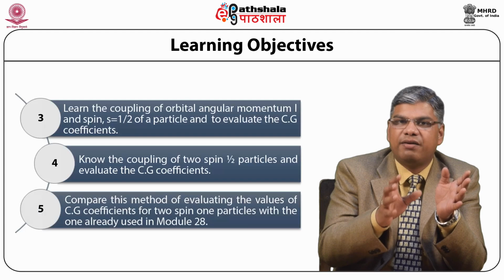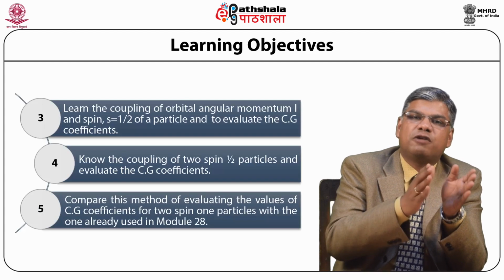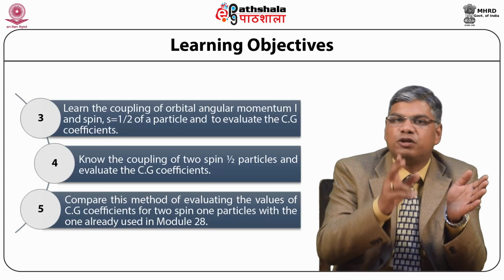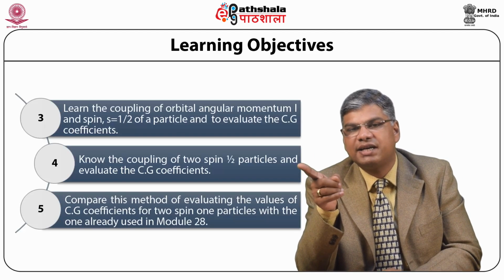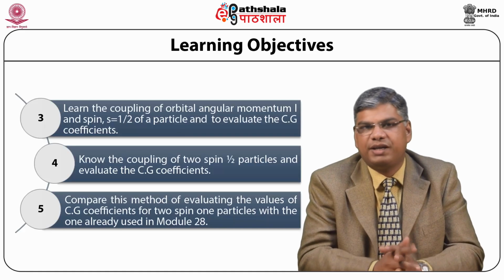We would then compare this method of evaluating the values of Clebsch-Gordon coefficients for the two spin 1 particles with the one already discussed and used in module 28. In this module, we study a few typical examples frequently used in physics for addition of angular momenta of two particles to illustrate how to use the tables to evaluate the Clebsch-Gordon coefficients in the coupling of angular momenta.